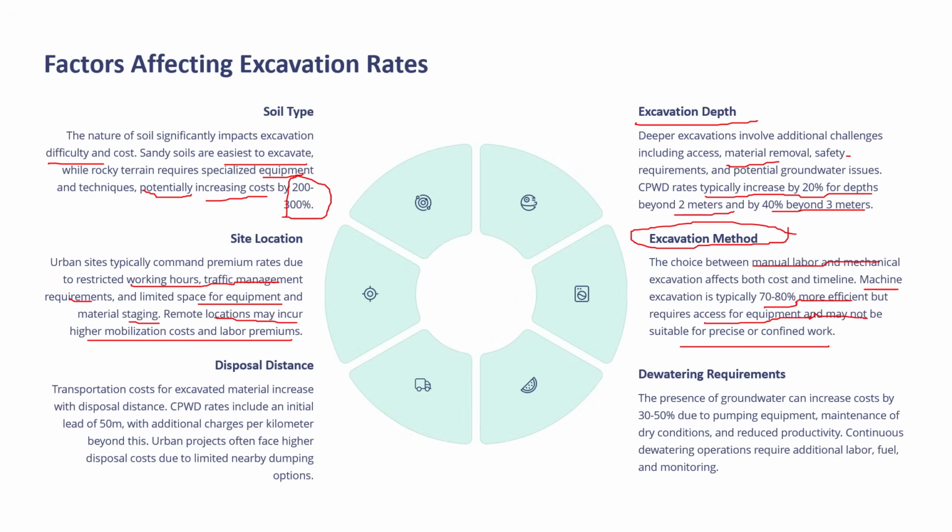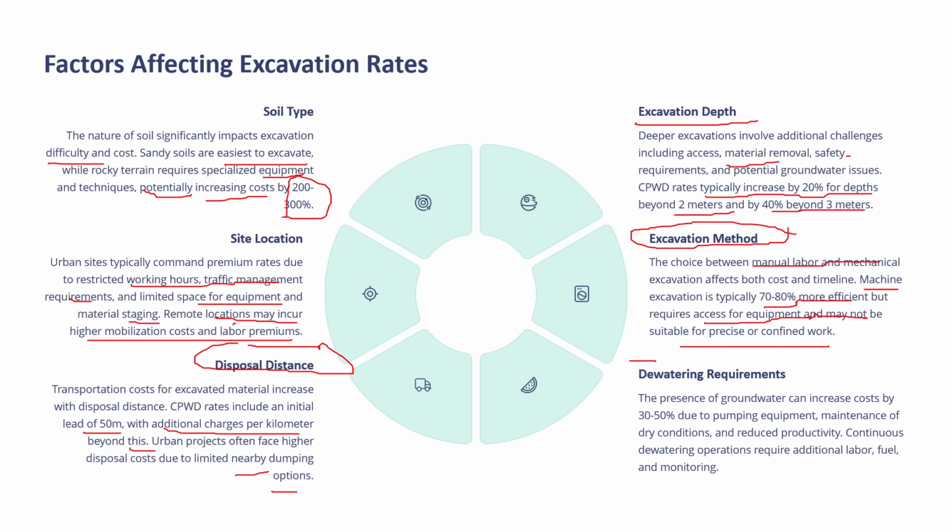And then disposal distance. As we have already discussed, disposal up to 50 meters has been included in the rates. The transportation cost for excavated material increases with the disposal distance. CPWD rates include an initial lead of 50 meters, with additional charges per kilometer beyond this added. Urban projects often face higher disposal costs due to limited nearby dumping options.